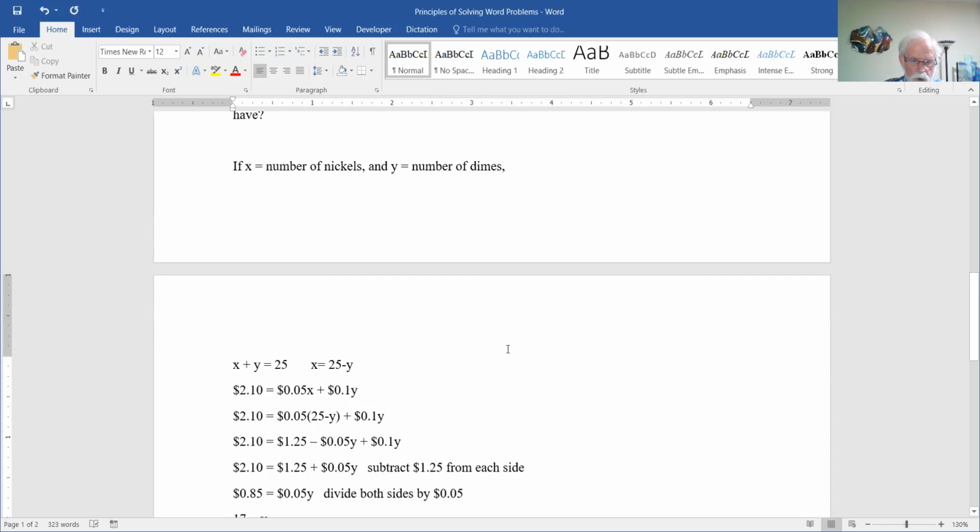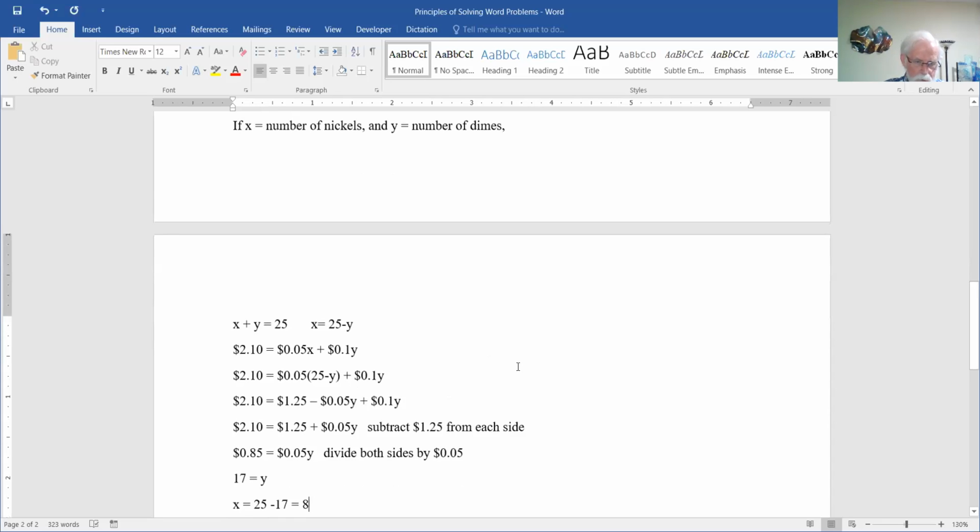I don't believe in taking the hard way. There are a lot of people that will do that. But the easy way is we already have this very easy equation. We could easily have said that y equals 25 minus x. But we don't have to. Either way will get us the same answer.